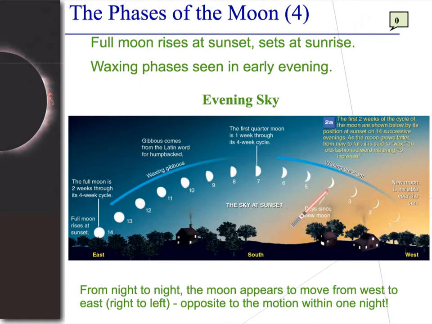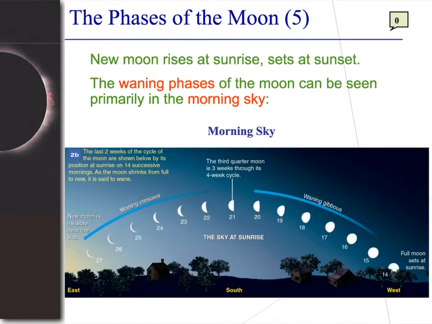So at sunset, each of these different positions would be when you would see them. It would appear that the moon is moving from right to left, or west to east. In the same way, our waning phases would be seen in the morning sky. And the moon rises nearly an hour later every single night. It's actually about 52 minutes later. So that gives us nearly a month.